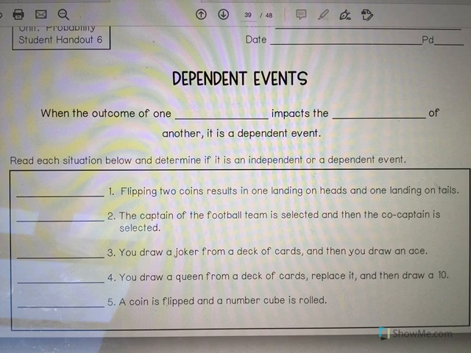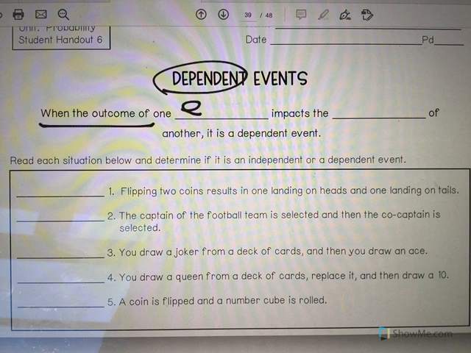Okay, so today I know that you're shocked, but we're doing dependent events. Yesterday we did independent, today we're doing dependent. And what do you think that means? That means when the outcome of one event impacts the outcome of the other.